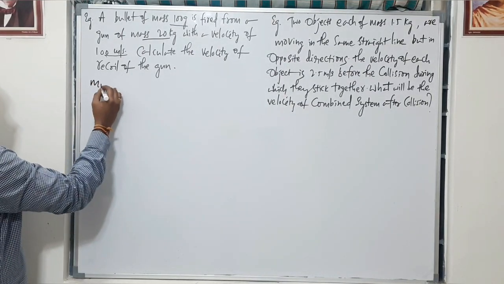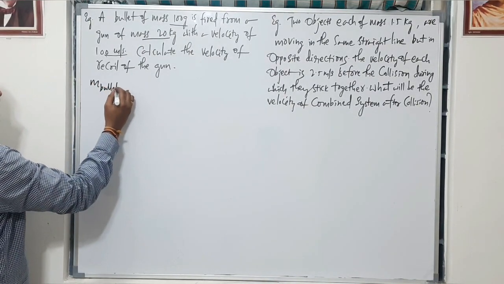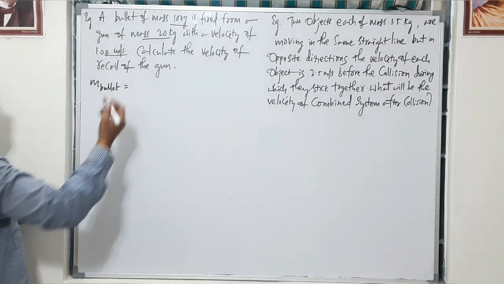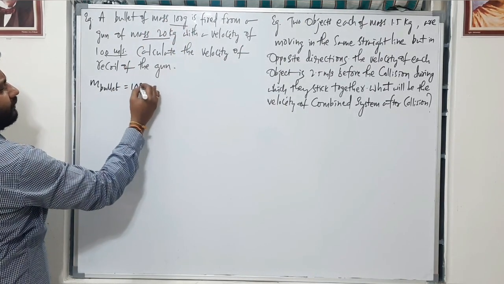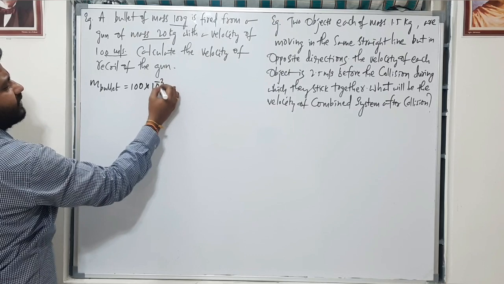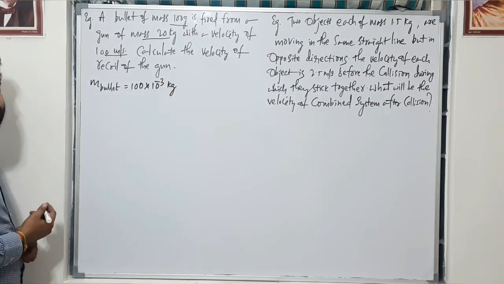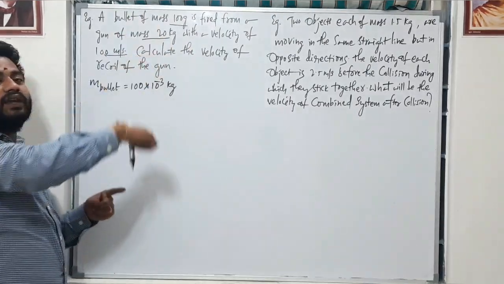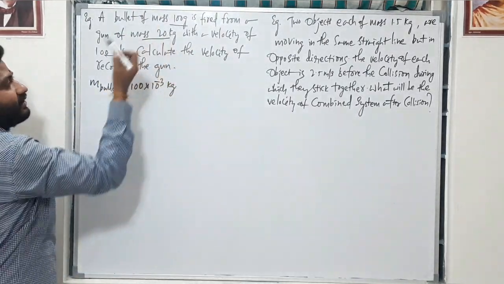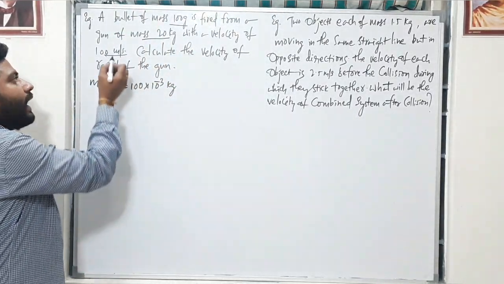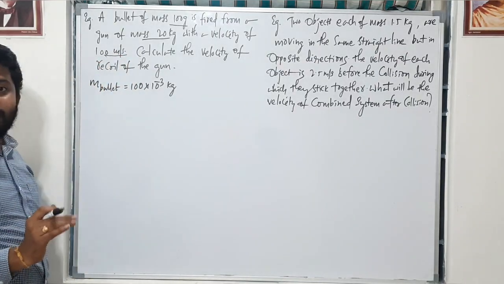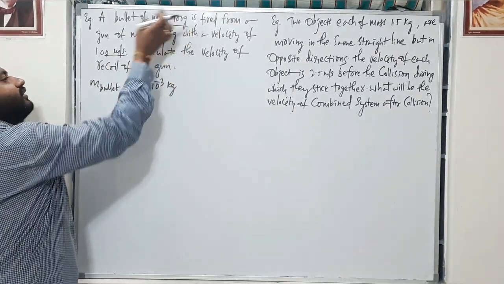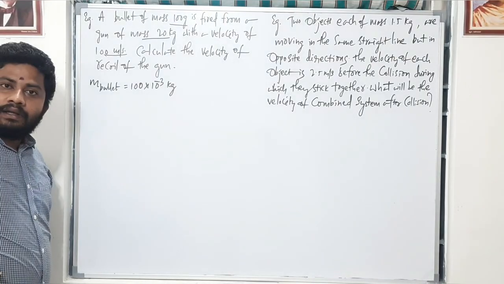Mass of the bullet is equal to, what is the mass of the bullet here? 100 grams, which I can write as 100 into 10 raised to minus 3 kilogram, because the rest everything is given in SI units. You can see this mass 20 kg is SI unit, and this meter per second is SI unit. That's the reason I have converted this into SI unit.